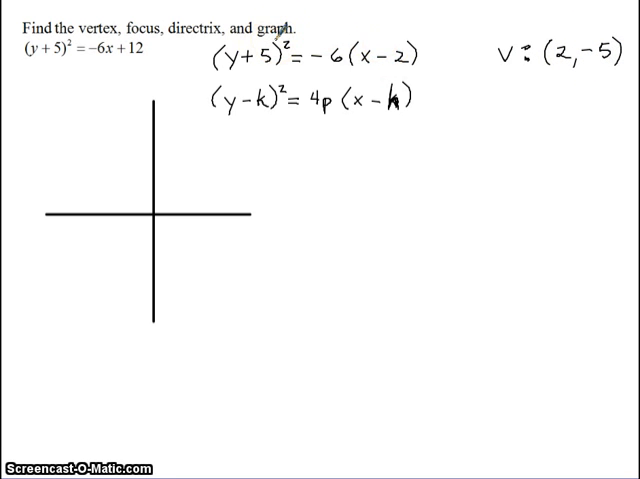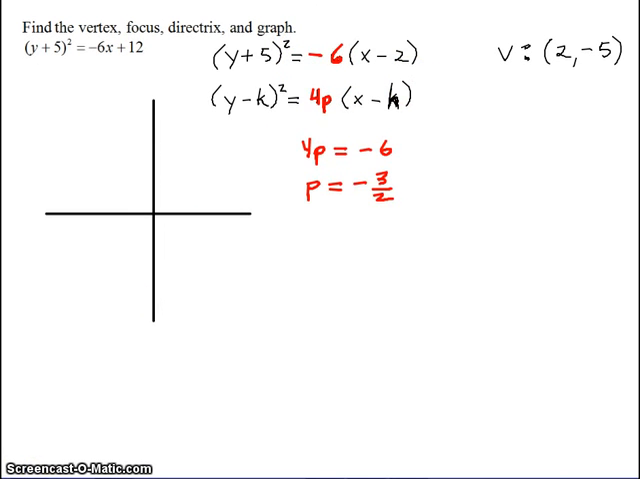And the p-value, I'm going to use that to come up with the focus and the directrix. So I need to make the comparison between -6 and 4p. So we have a p-value of -3/2, -1.5. That tells me that our parabola is going to be on its side faced to the left because we have a negative p-value.